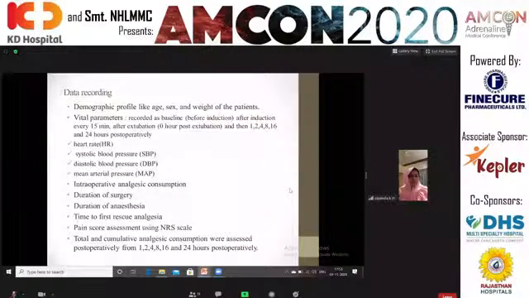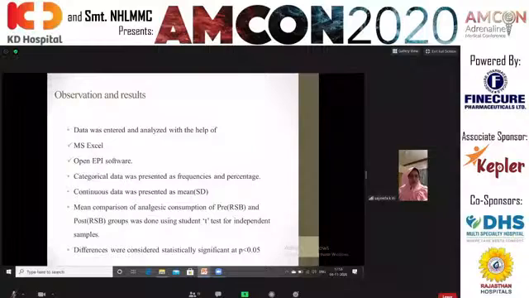In our study, we recorded the data. Demographic data like age, sex, and weight of the patient were recorded. Vital parameters were recorded before the study, after induction, every 15 minutes after intubation, and at 1 hour, 2 hour, 4, 8, 16, and 24 hours postoperatively. Heart rate, systolic, diastolic, and mean arterial pressure were recorded. Intraoperative analgesic consumption, duration of the surgery, duration of anesthesia, time to first rescue analgesia, NRS score, and total and cumulative analgesic requirement were assessed.